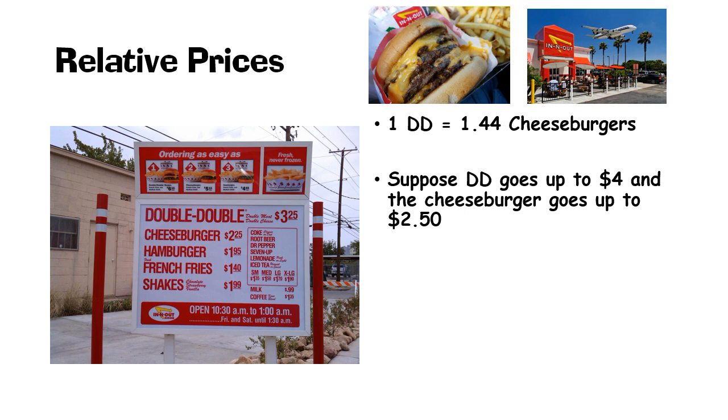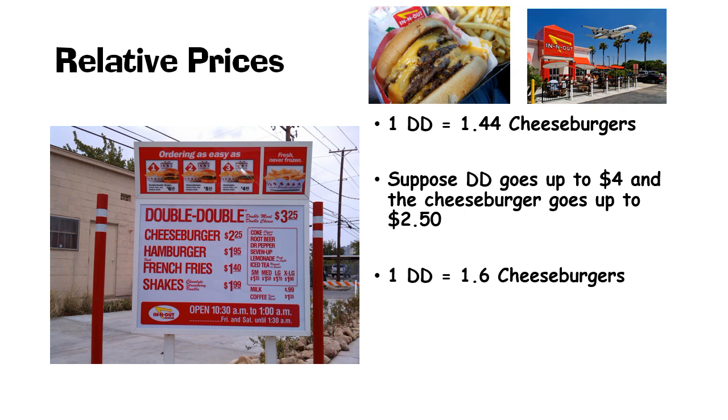Well, take $4 and divide it by $2.50, and you get 1.6 cheeseburgers. Okay? So not only did both prices go up, but relatively speaking, the relative price is the price of one thing in terms of another. So relatively speaking, that double-double just got more expensive. It used to be less than 1.5 cheeseburgers to buy a double-double. Now it's more than 1.5 cheeseburgers to buy a double-double.